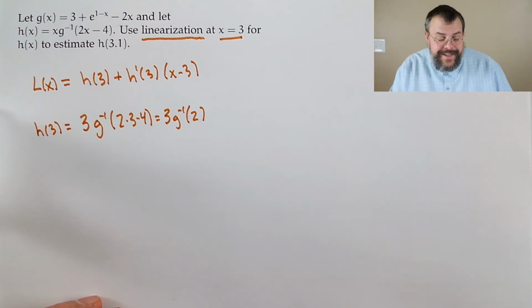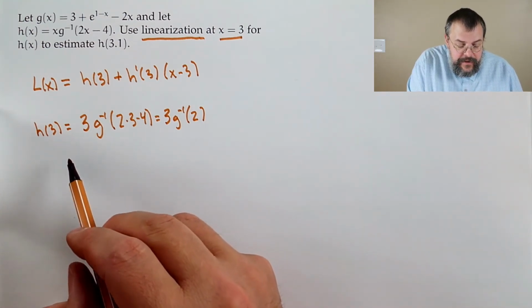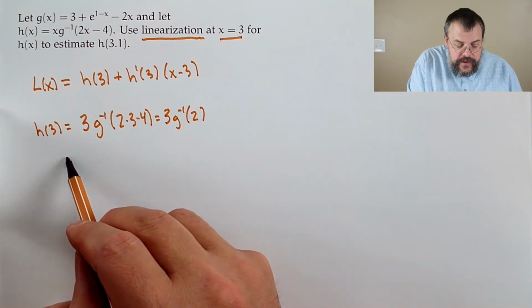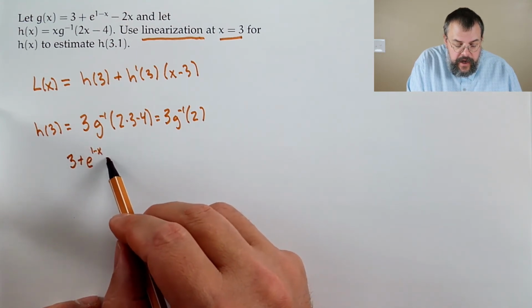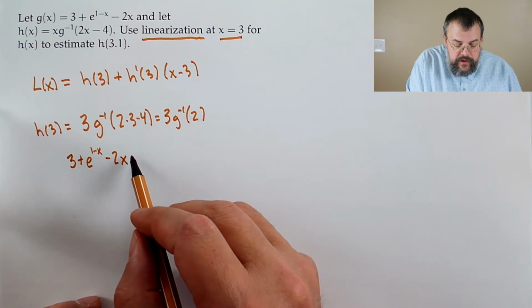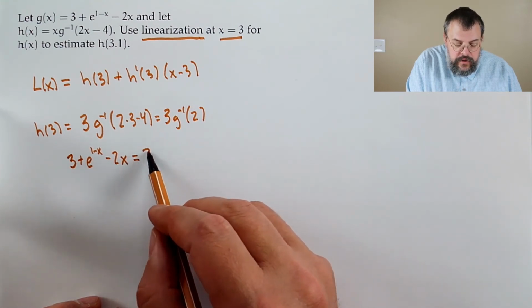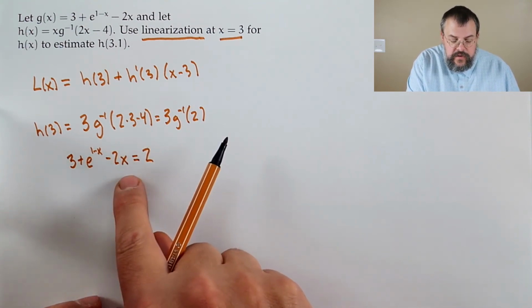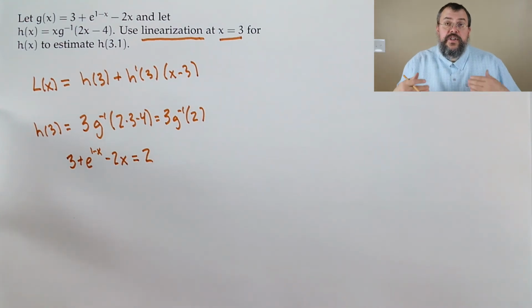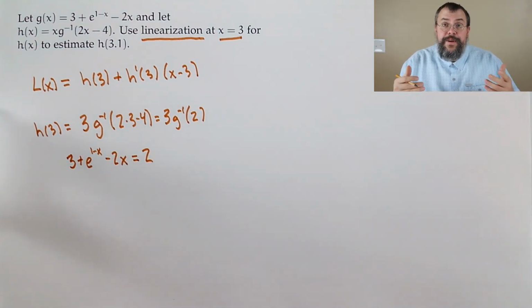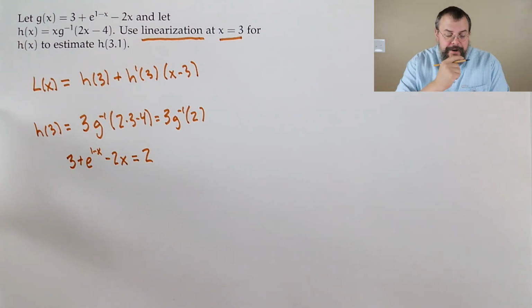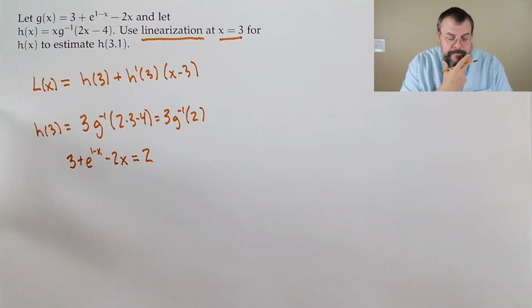Well, this should be fun. So let's think of g. What do we need? We have our function 3 plus e to the 1 minus x minus 2x, and we want that to be equal to 2, because we want our function g of x equals 2. Figuring out for which x that holds, that's what it means to find the inverse of 2. All right, so we start going, what's a possible value for x this could be?